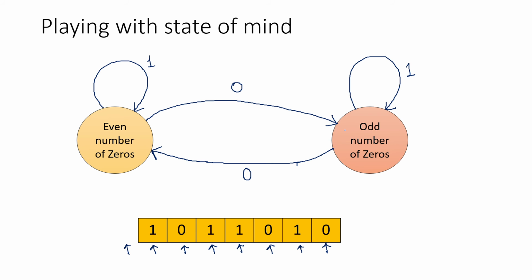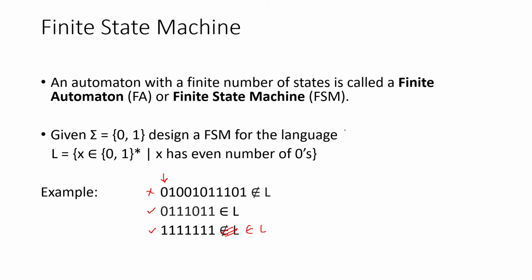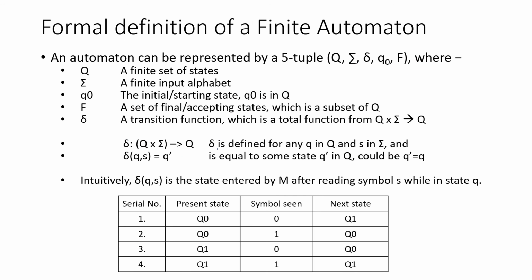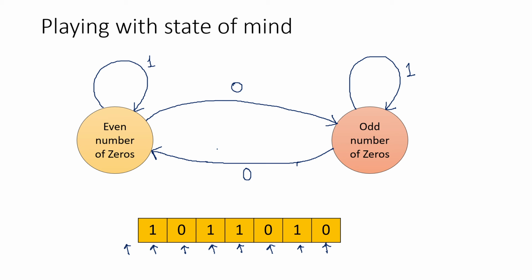Let's suppose that we are taking the problem with just a little change. Instead of even, let's try to realize it from an odd number of zeros. Okay, so x has an odd number of zeros. Your initial state of mind will not change, obviously.